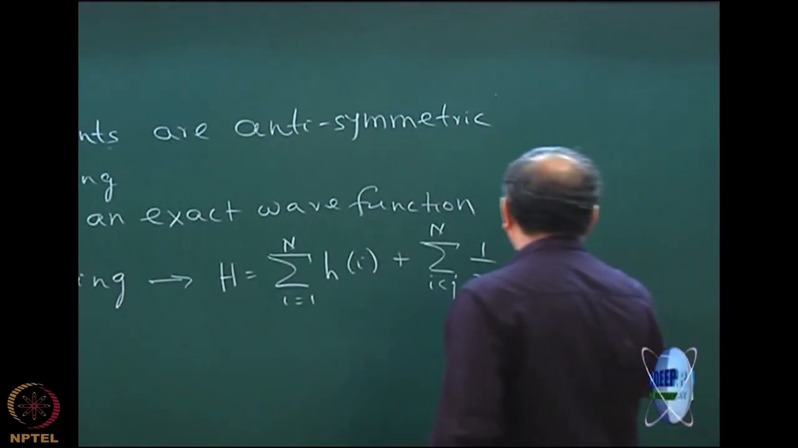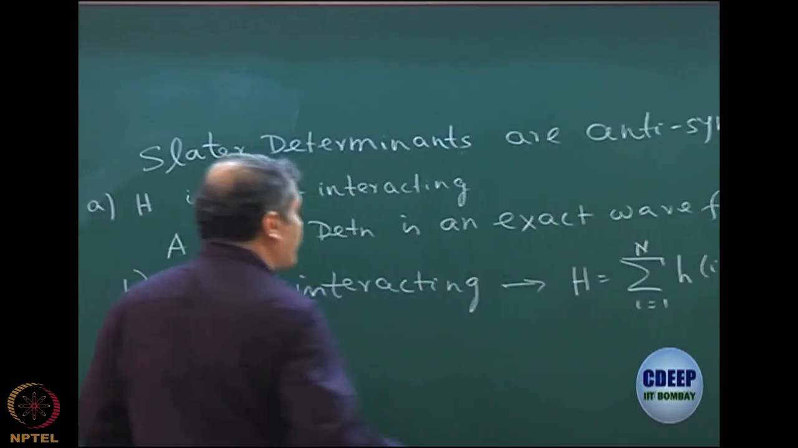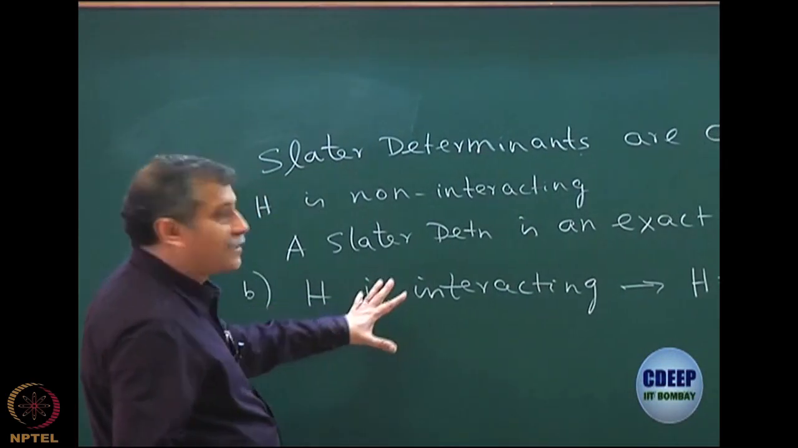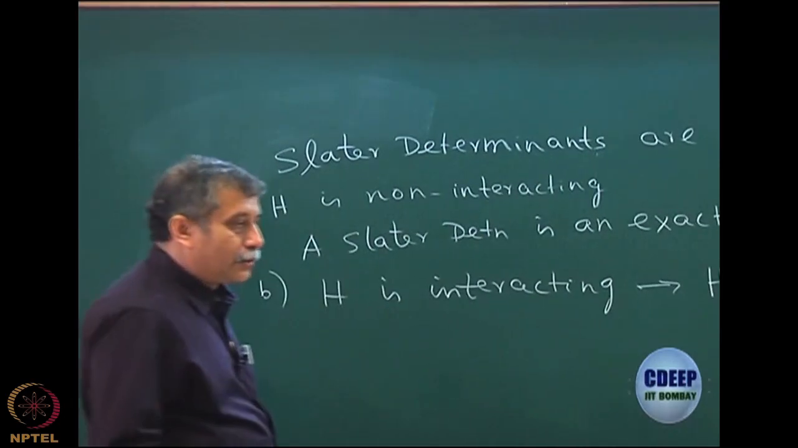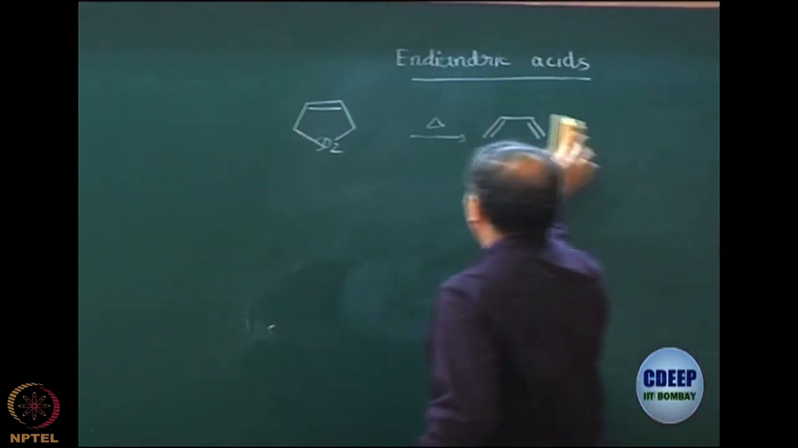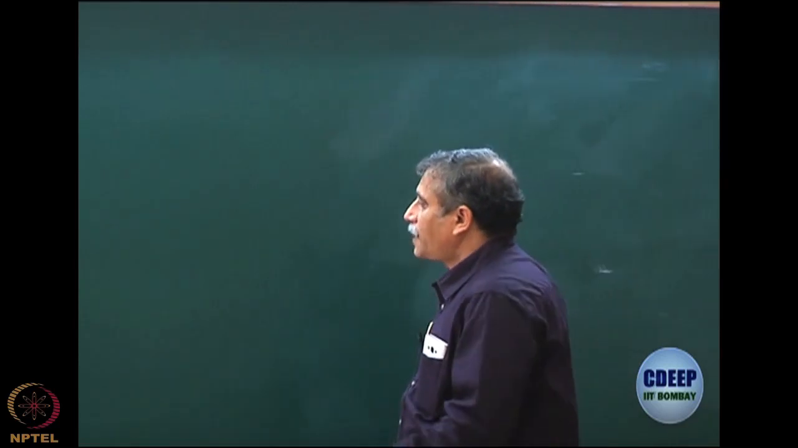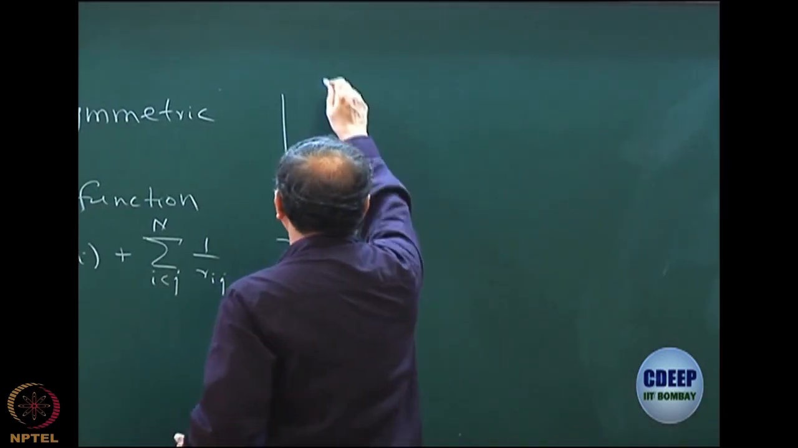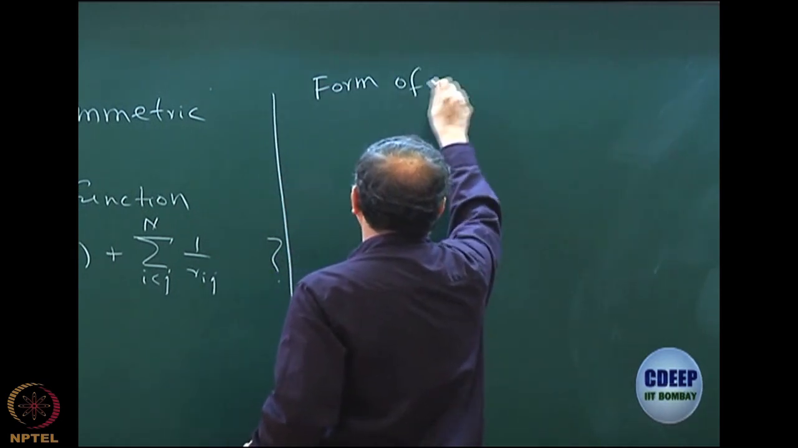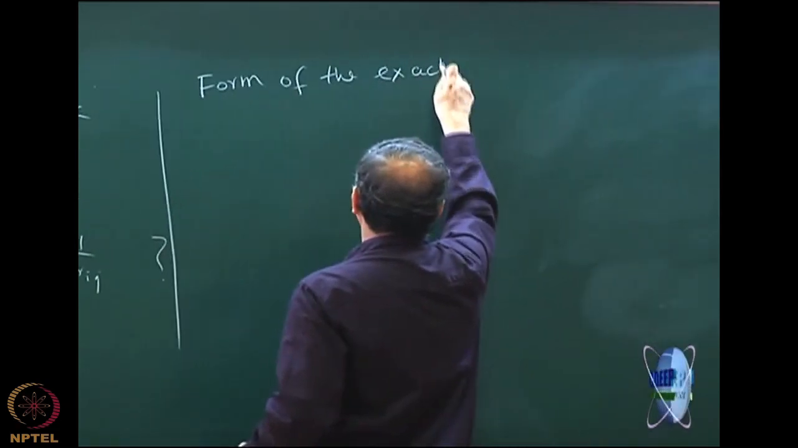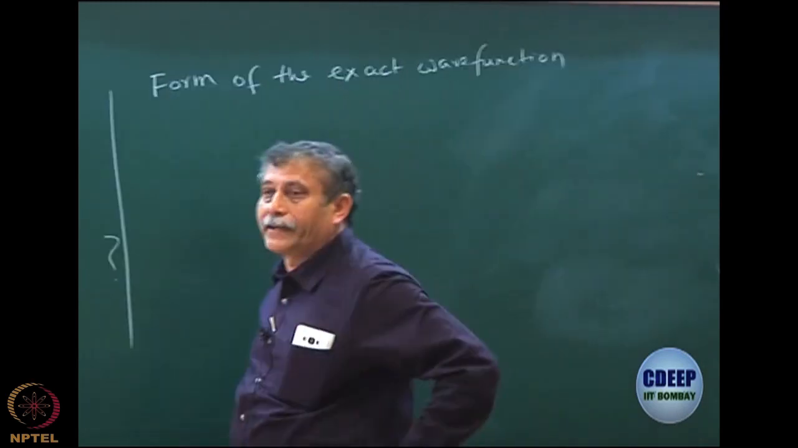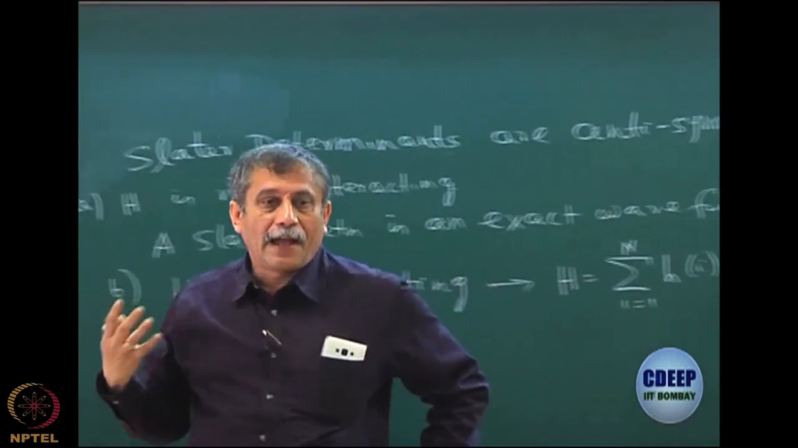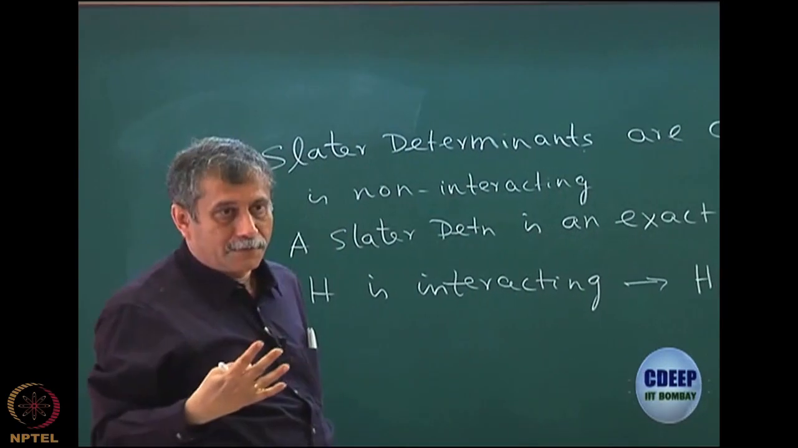So, the question is what do you do? A Slater determinant is of course not an exact wave function here, because I cannot write this as a product because of this term. So, we have to find a way to write this. This is where I will go back to a simple two-electron wave function and show what I call the form of the exact wave function. An exact wave function form is certainly possible, however, in practice it is never implemented, and that is the reason we say that approximate methods have to be developed. But there is a form of an exact wave function for the interacting problem.